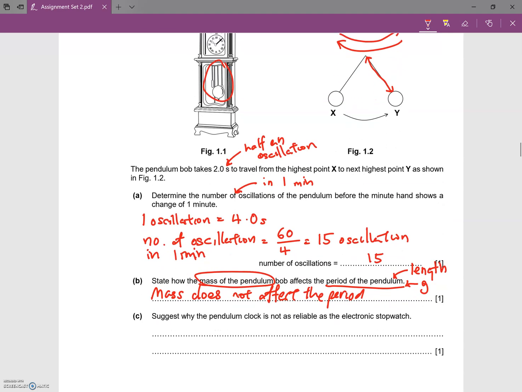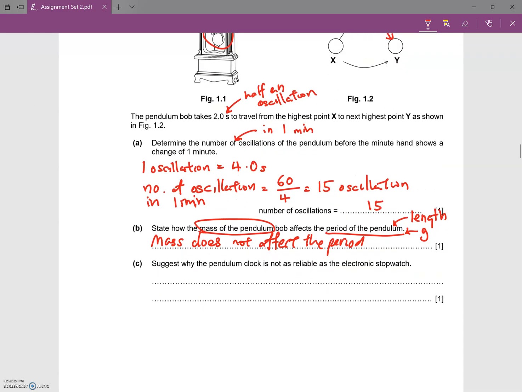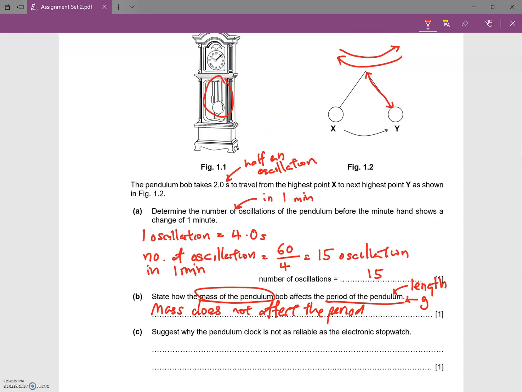Now, next one, part C. Suggest why the pendulum clock is not as reliable as an electronic stopwatch. If you look at it, this whole system works in such a way that when it's at the highest point, it has GPE.